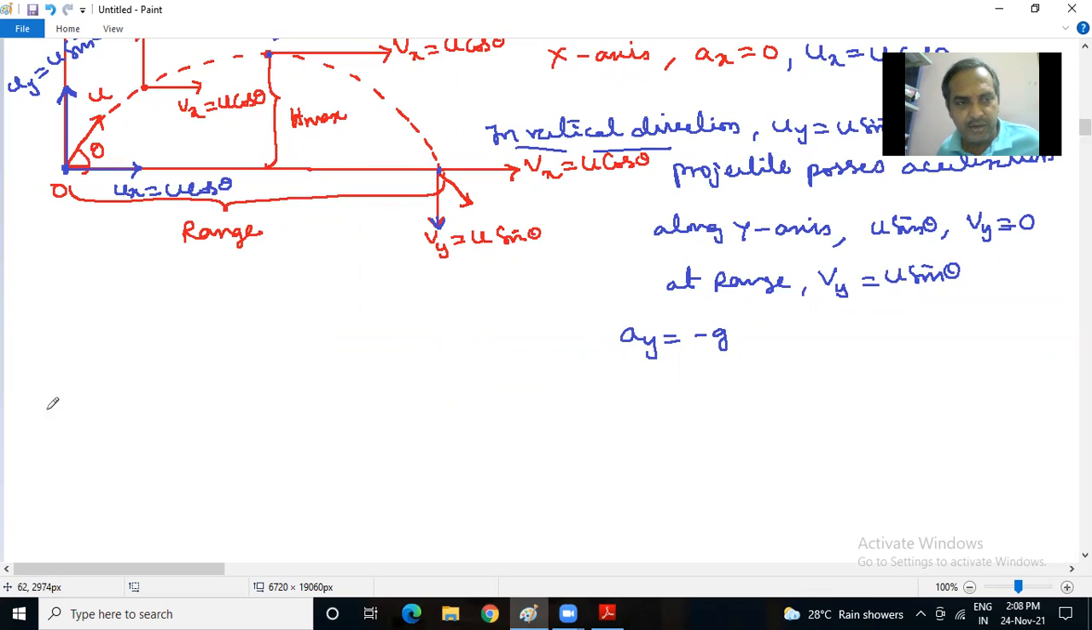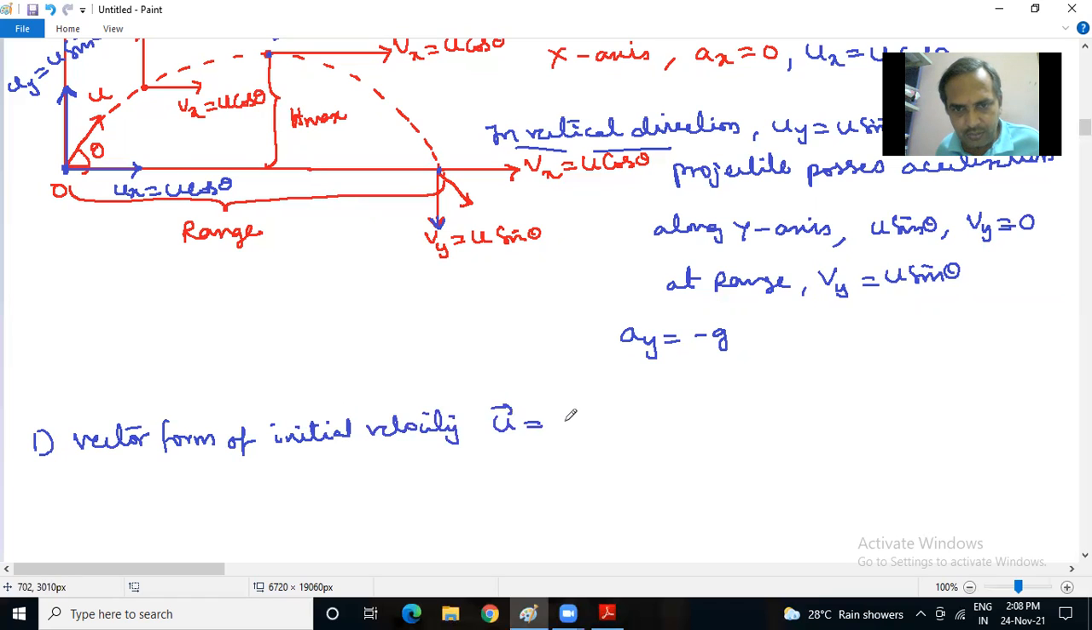Now, in continuation, the first equation is the vector form of initial velocity. So u is equal to ux i cap plus uy j cap. In another way, this can also be written as u cos theta i cap plus u sin theta j cap.